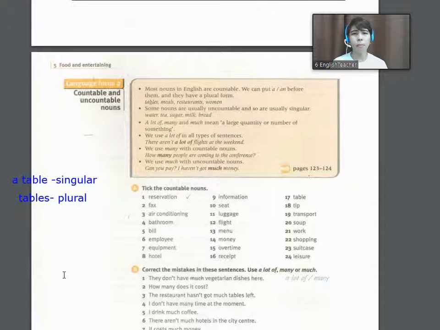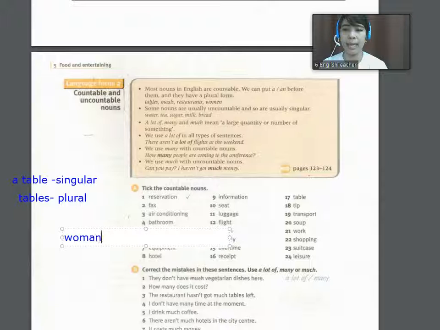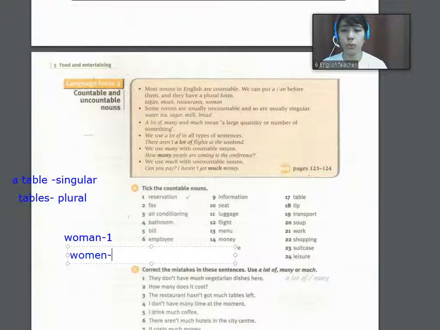There are also nouns that change in form. You don't have to just write S or ES. For example, when we say woman, it means one woman. But when we say women, it means two or more.